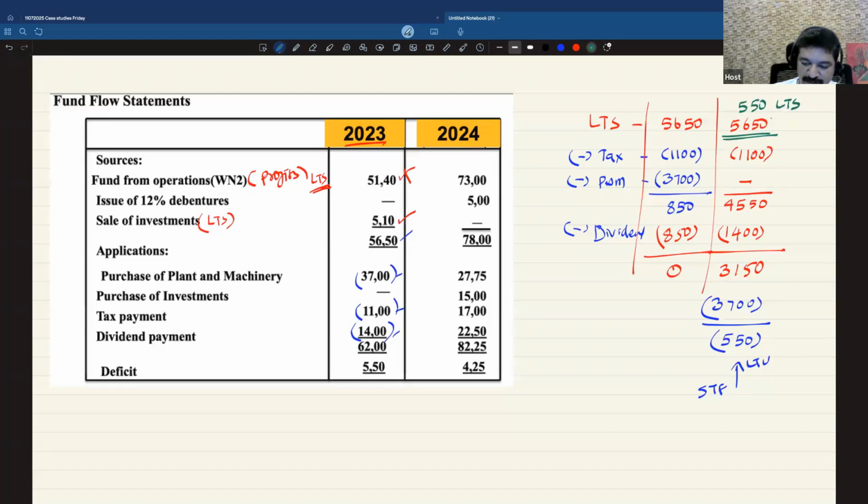They could have brought this 550 either from debt, maybe a term loan, or the owners could have infused equity. If that had happened, the total long-term source would have been 550 plus 5,650, which is 6,200. From that, 1,100 is paid for taxes, so they will have 5,100. They can pay a dividend of 1,400. They will have a surplus of 3,700. And with that, they can meet the investment in plant and machinery, and they will not land in any surplus or deficit situation. They have not done that.